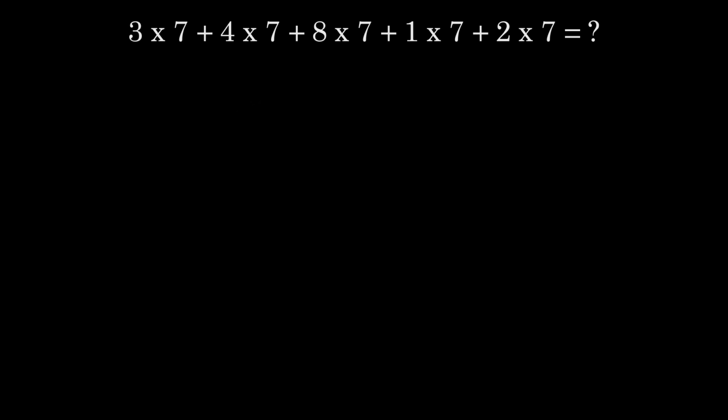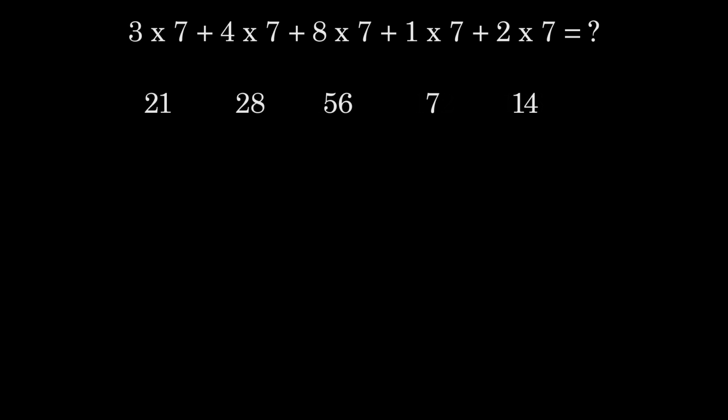Now the rules of PEMDAS are strict. You have to do the multiplication first, then the addition. That means the only way you can solve this according to PEMDAS is as follows. 3 times 7 equals 21. 4 times 7 equals 28. 8 times 7 equals 56. 1 times 7 equals 7. And 2 times 7 equals 14.